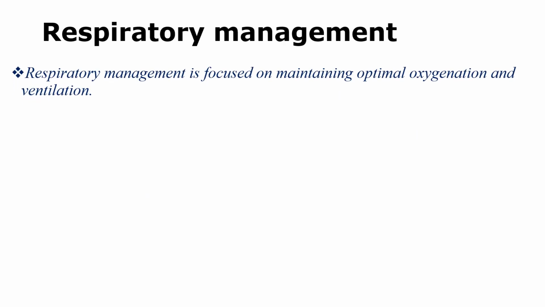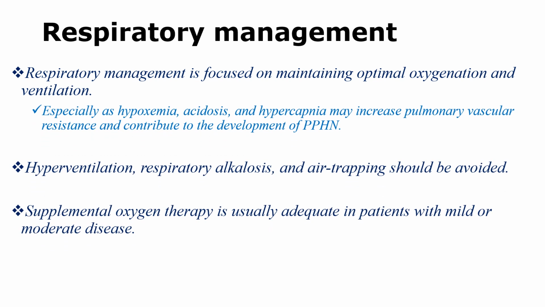Respiratory management is focused on maintaining optimal oxygenation and ventilation, especially as hypoxemia, acidosis, and hypercapnia may increase pulmonary vascular resistance and contribute to the development of persistent pulmonary hypertension. So optimal oxygenation and ventilation is necessary. Hyperventilation, respiratory alkalosis, and air trapping should be avoided. Supplemental oxygen therapy is usually adequate in patients with mild to moderate meconium aspiration syndrome.